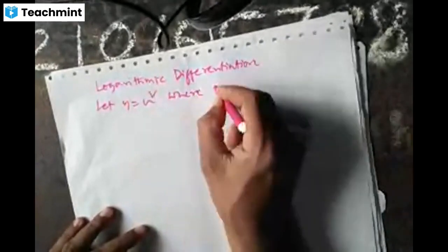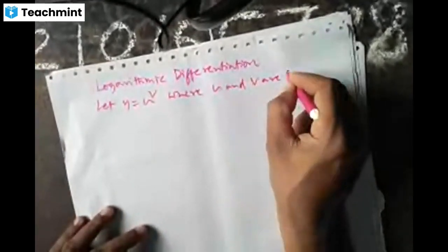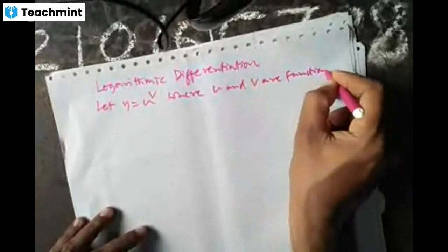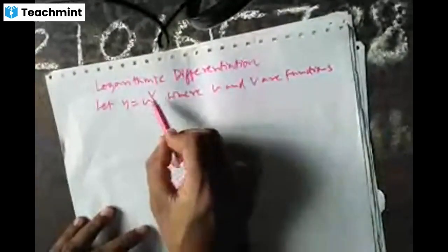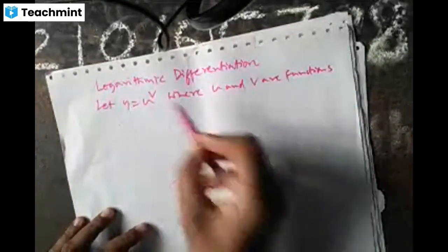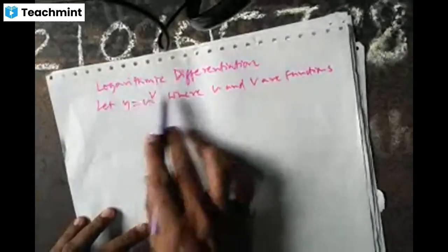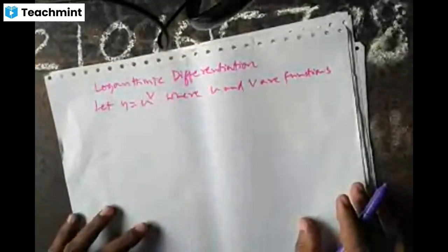Let y be equal to u per v, where u and v are functions of x. See here, whenever base as well as power both are functions of x, then to find the derivative of such a function, we are going to use logarithmic differentiation.